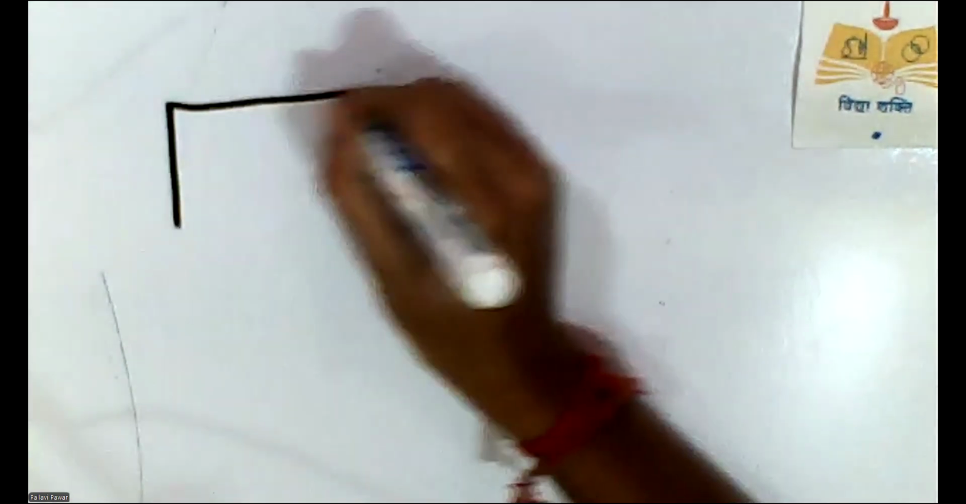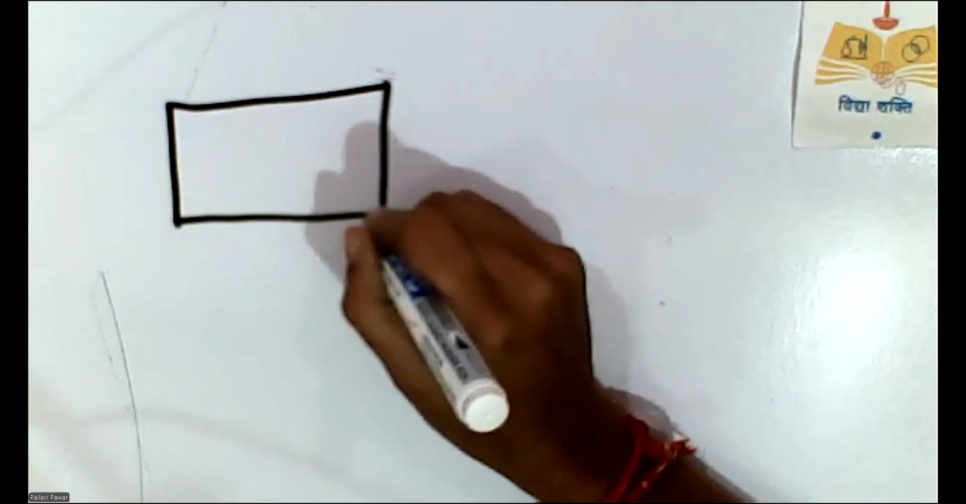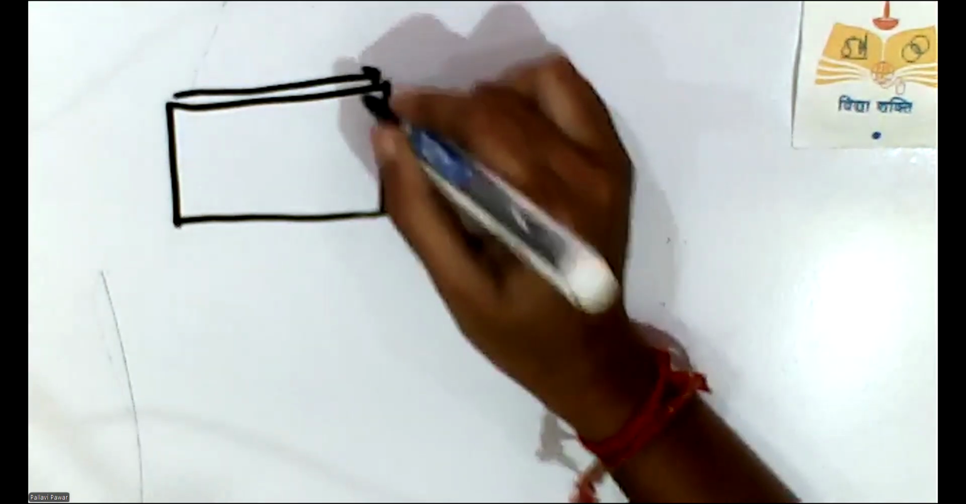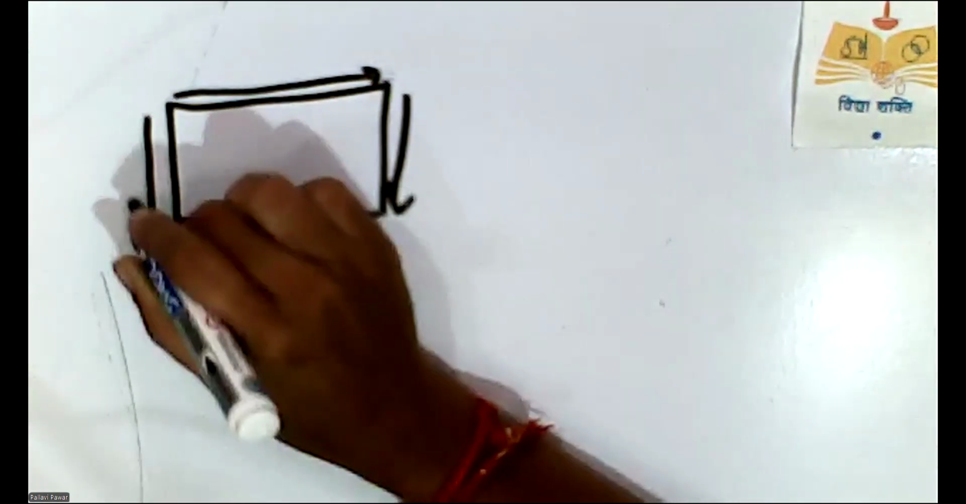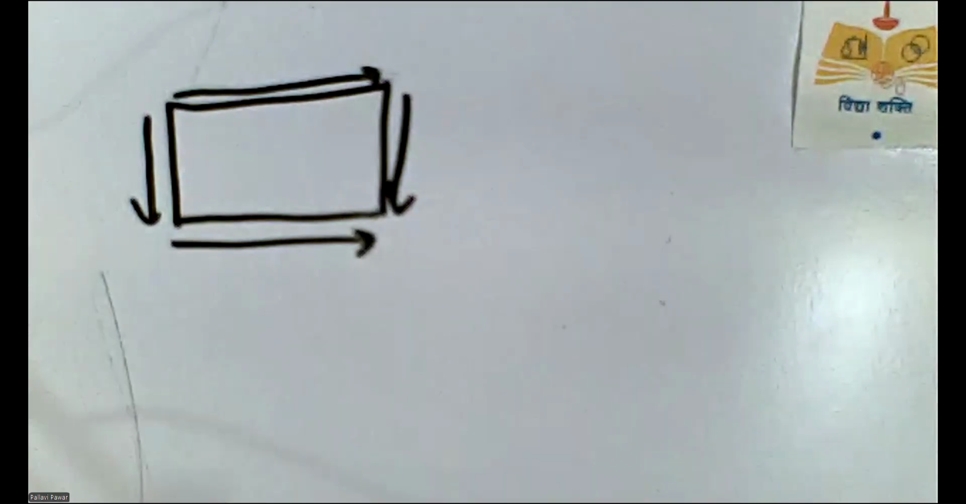First of all, we should know what a perimeter is. The boundary of any figure is known as the perimeter. Do you know what the boundary of a square is? The length, what we have here. So this is the boundary. Yes or no? We calculate the perimeter of this boundary.